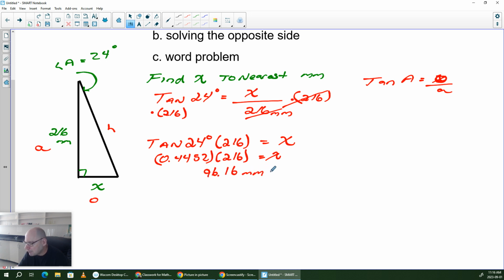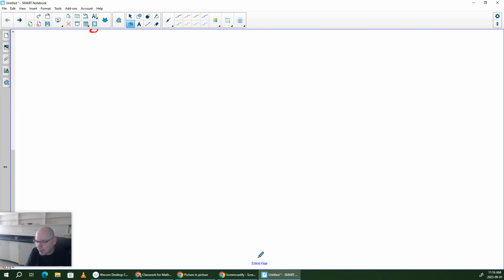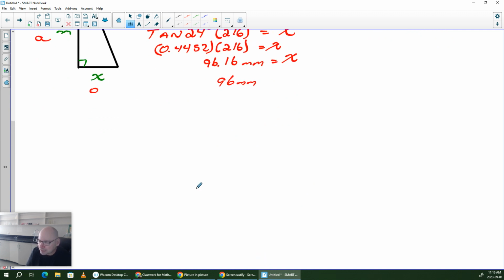Okay, according to the question, they want it to the nearest millimeter, so that would be 96 millimeters. Okay, so that's an example of doing an opposite side. Let's do an adjacent side. And then we'll maybe do some word problems as well. Okay, let's do an adjacent side.